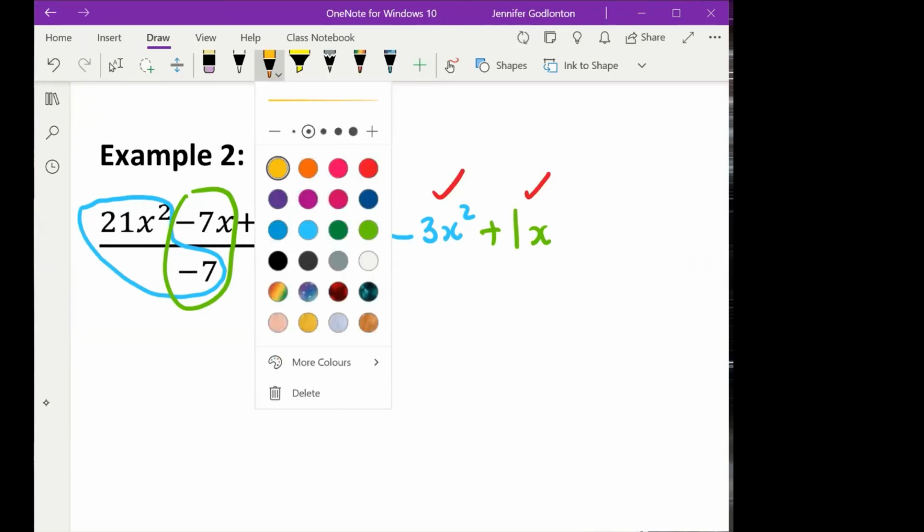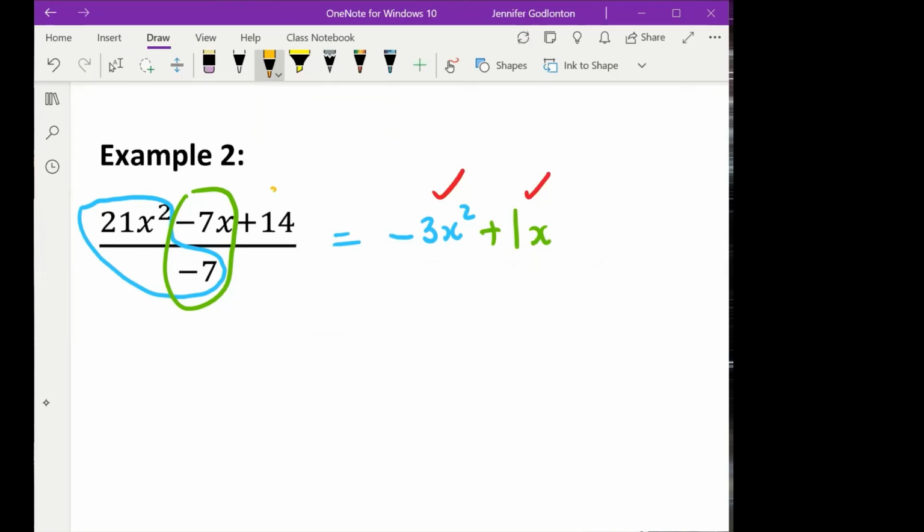Then we look at our third term. Now we've got these two here. So I've got positive divided by a negative, which is a negative. And I've got 14 divided by 7, which is 2. And that would be my third mark.